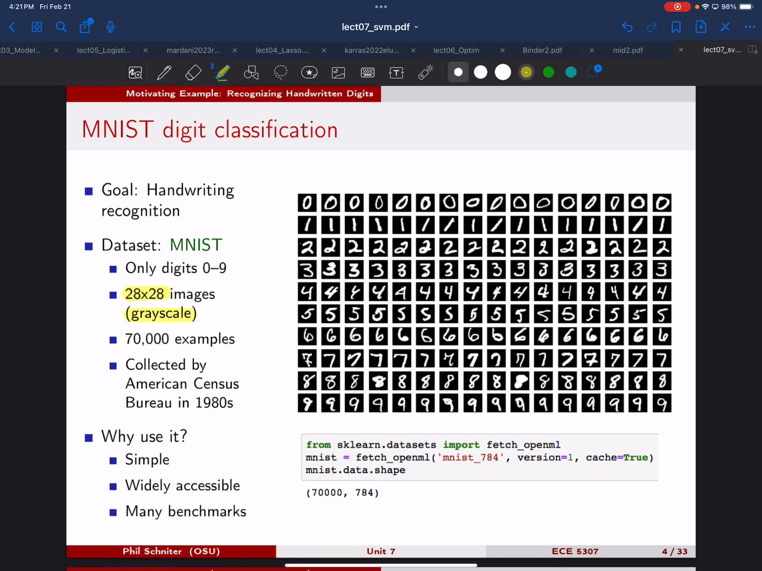In this particular data set, there are 70,000 examples of these images. They were collected in the 1980s by the US government because at the time they wanted to transition the post office from people reading letters with their eyes to computers that are able to automatically decode the addresses and then send those letters off to the right places without as much human intervention.